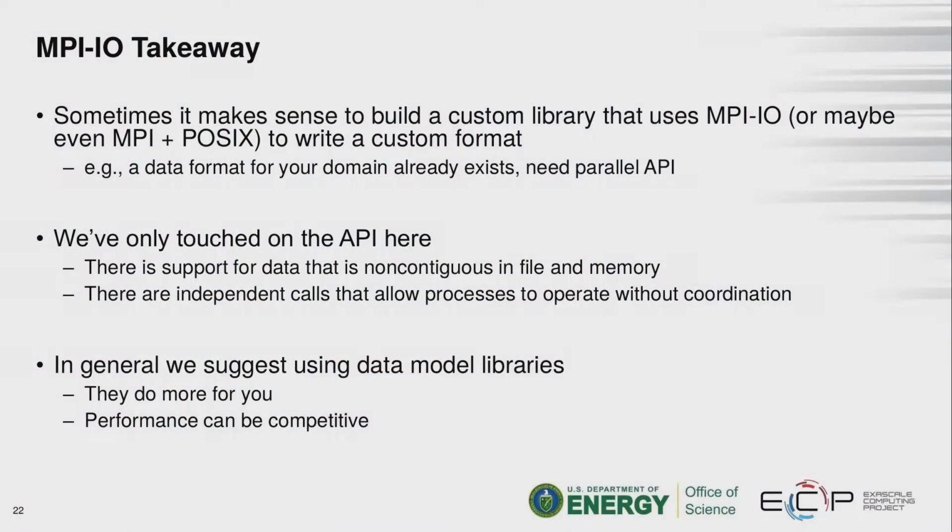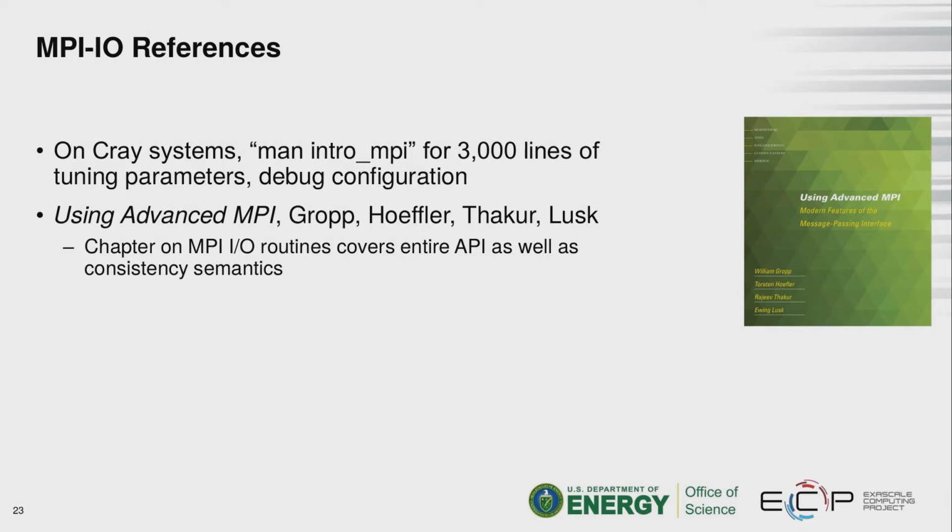So MPI-IO is under the hood of all these libraries. You maybe won't use it directly, but understanding what's happening will give you an appreciation for the higher level libraries we'll talk about today. There's quite a bit going on, but if you want to learn more about MPI, there's an intro MPI man page on Theta and Cori and other Cray systems. I counted it. It's 2,900 lines, and every line is a tuning parameter of something you can do. It is overwhelming, and I love tuning I/O. So it's all there. You probably won't need to use many of those 3,000 lines, but there's lots of things you can do if you have a particular problem.